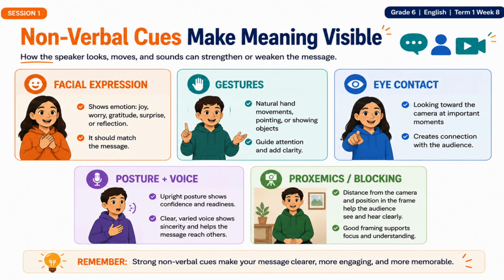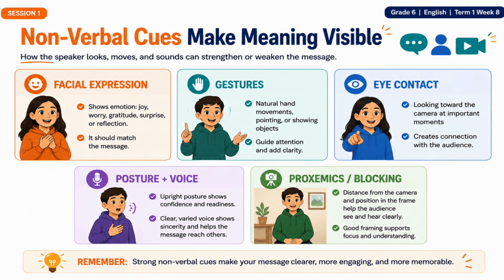Non-verbal cues make meaning visible. Now let's focus on something we sometimes forget when communicating: non-verbal cues. Non-verbal cues are messages we communicate without relying only on words. One important cue is facial expression. A smile can show happiness or gratitude, while a serious expression can show concern or reflection. The expression should match the message. Another cue is gestures. Hand movements, pointing, or showing an object can guide the audience's attention and make an explanation clearer. We also have eye contact.